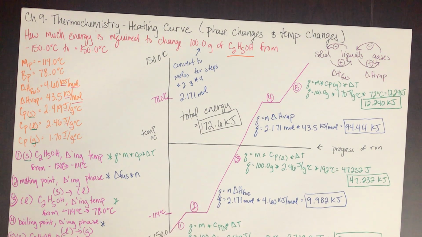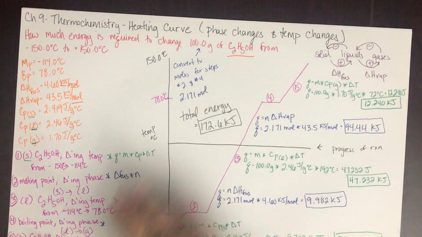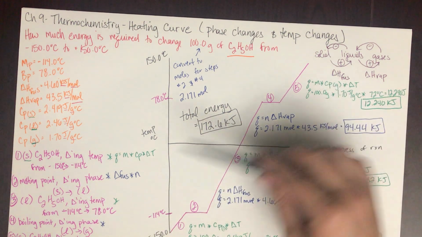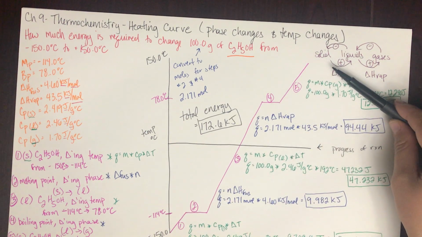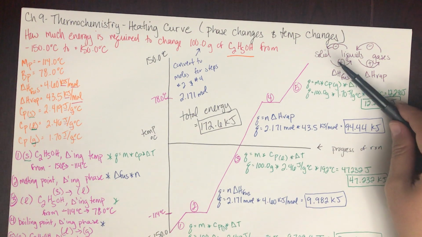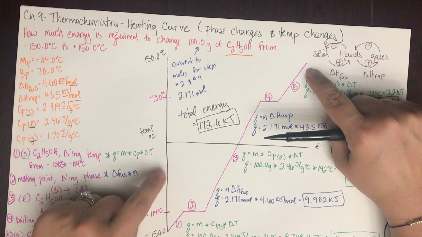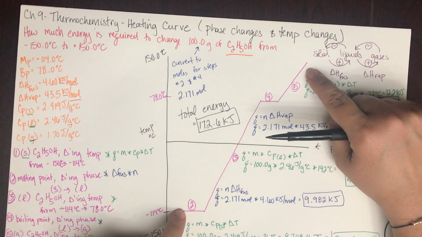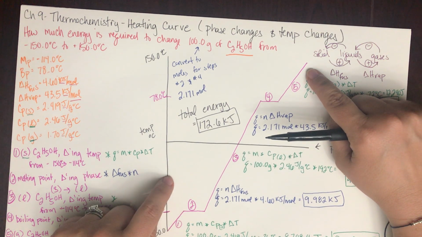So there's a lot going on here. I would definitely recommend that you come back to this in a day or so and try to do it on your own without all of my work filled in, and see what you can do. Also remember that not all of these heating curves are going to have 5 steps, because for example, if I said how much energy does it take to go from 100 degrees to 150, you would already be starting here as a liquid. So you wouldn't need to change the temperature of a solid or to change the phase from solid to liquid, because you would already be starting at a liquid.